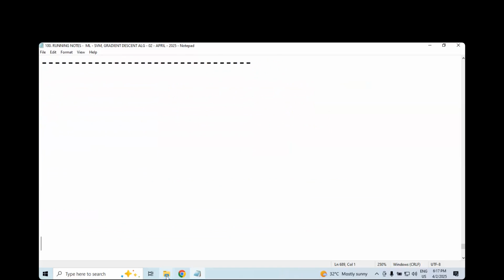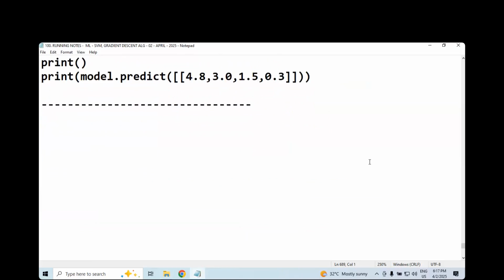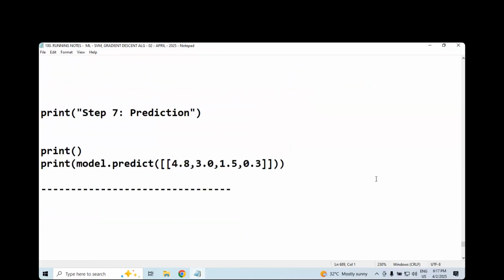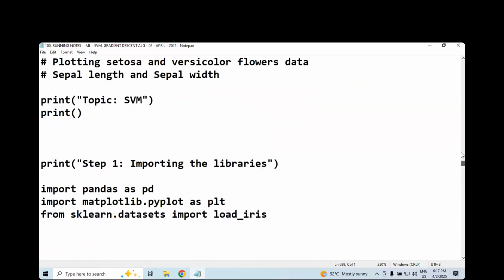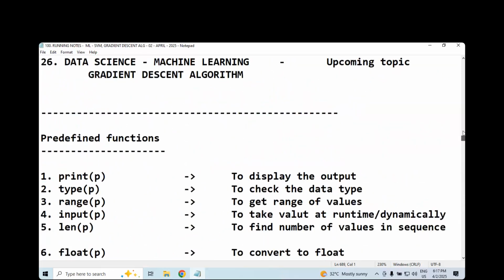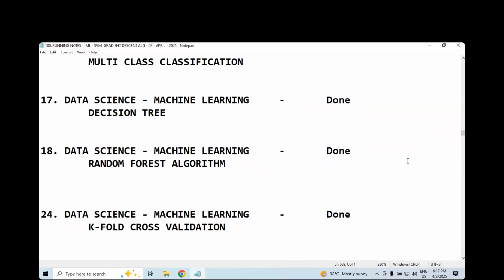Where are we? Now I need to start a new topic, which is called the gradient descent algorithm. Prepare, sir, prepare. Everyone should get a job. Be serious about your career. Siddiq sir, very good, I appreciate it.